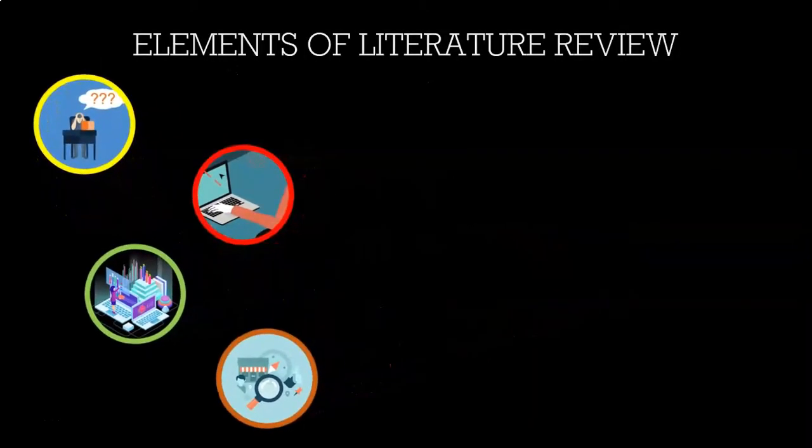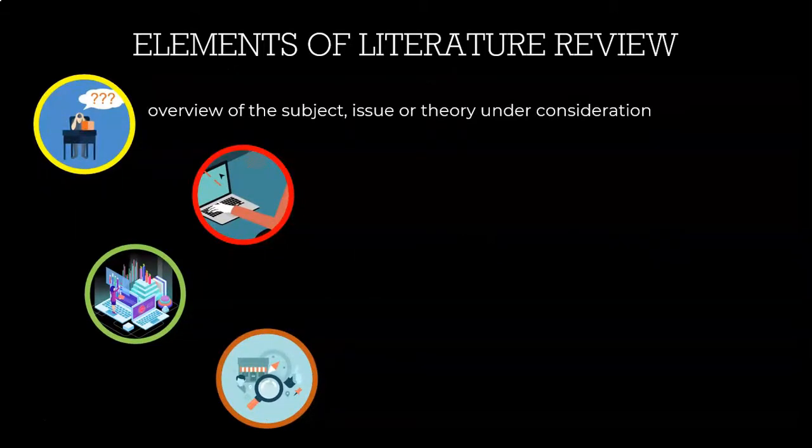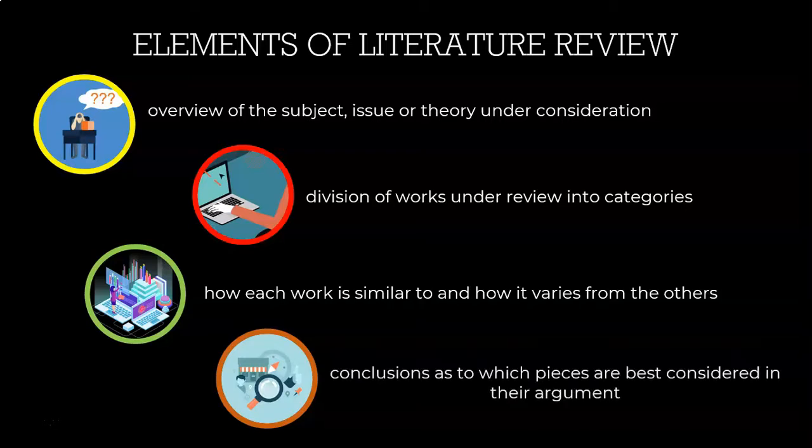Literature reviews should comprise the following elements: an overview of the subject, issue, or theory under consideration, along with the objectives of the literature review. Division of works under review into categories. For example, those in support of a particular position, those against, and those offering alternative theses entirely. Explanation of how each work is similar to and how it varies from the others. Conclusions as to which pieces are best considered in their argument, are most convincing of their opinions, and make the greatest contribution to the understanding and development of their area of research.